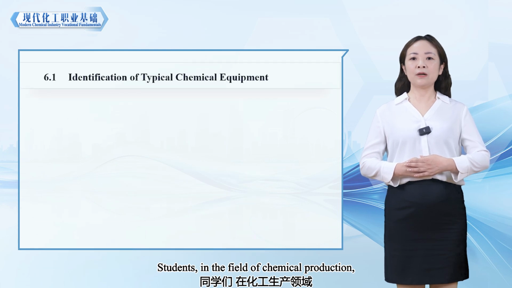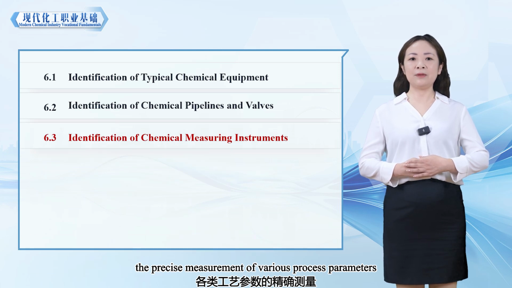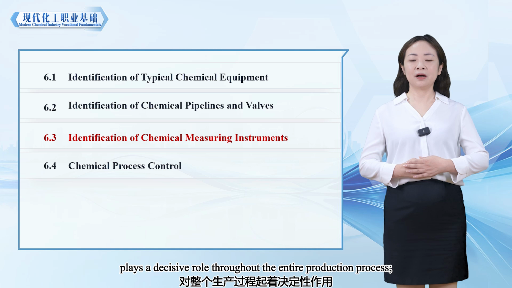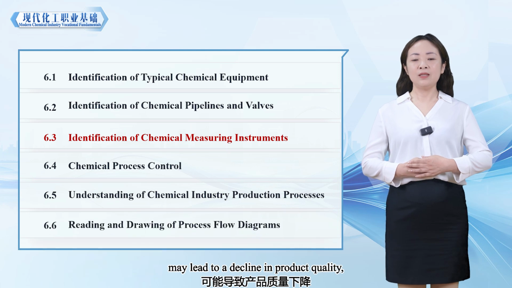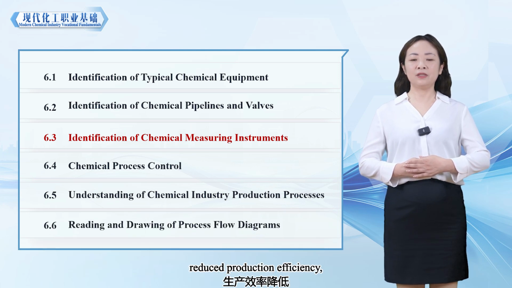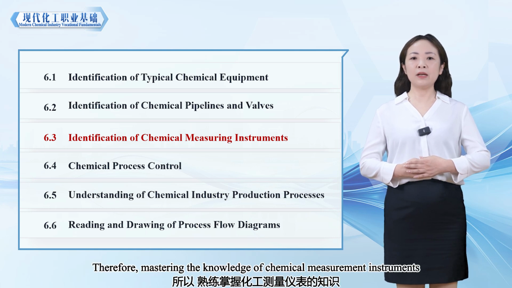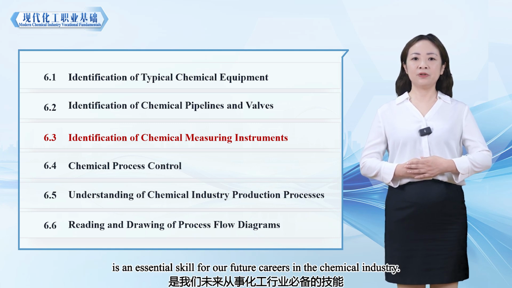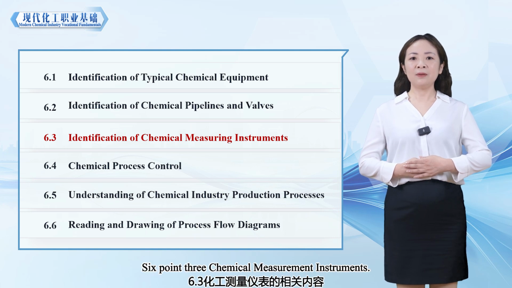Students, in the field of chemical production, the precise measurement of various process parameters plays a decisive role throughout the entire production process. Any deviation in measurement may lead to a decline in product quality, reduced production efficiency, or even trigger serious safety accidents. Therefore, mastering the knowledge of chemical measurement instruments is an essential skill for our future careers in the chemical industry. Today, we will delve into the related content of 6.3 Chemical Measurement Instruments.